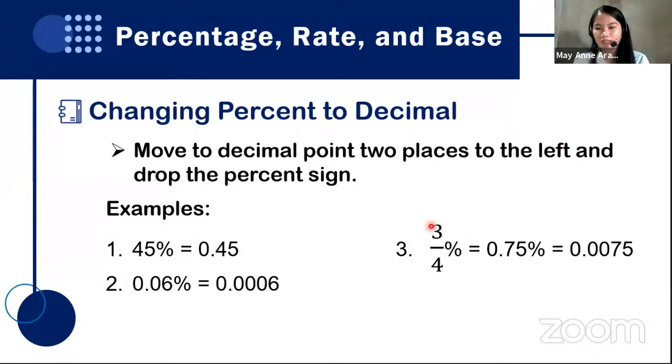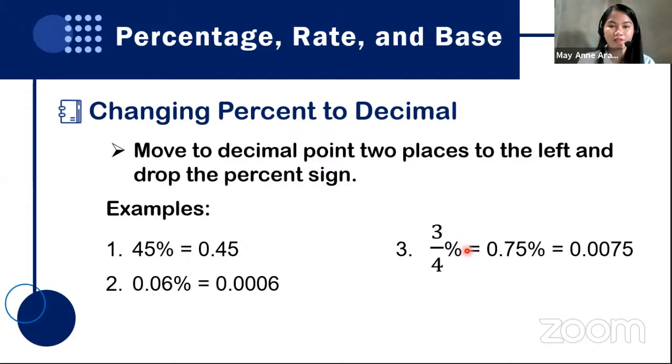And for this, if the given number is a fraction, well, the first thing you need to do is to convert this to decimal form. So since we know that 3/4 is equal to 0.75, then affix pa rin yung percent sign. Then just move 2 places to the left again. So you have 1, 2. So 0.0075. So that will be the decimal form of 3/4%.